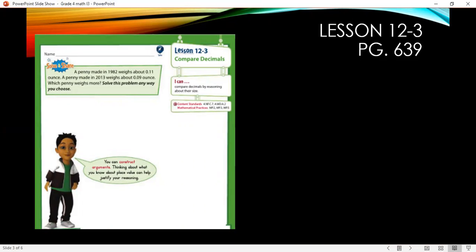On page number 639, we can read the question that says, a penny made in 1982 weighs about 0.11 ounces. A penny made in 2013 weighs about 0.09 ounces. Which penny weighs more?